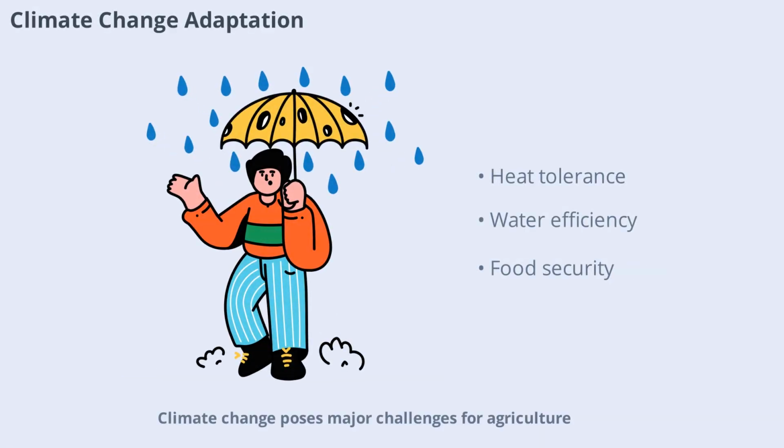Climate change poses major challenges for agriculture, including shifting weather patterns and increased stress on crops. Genetic engineering can help plants adapt by introducing traits like heat tolerance or improved water use efficiency. These innovations are essential for ensuring food security in a changing climate.